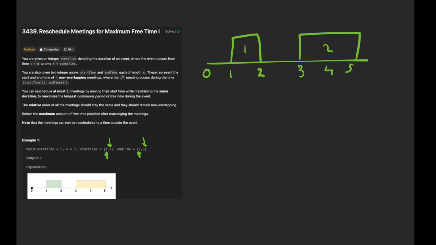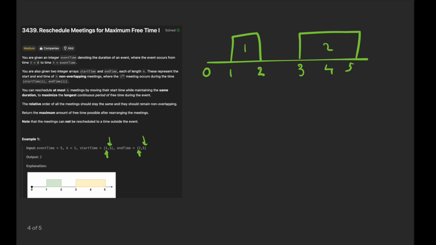Okay. So in order to find the maximum, let's first consider all the free times available in this scenario. So we will initialize a gaps variable, in which we will accumulate all the free time available in between the events. So what will be the first free time available? That would be between the start time, which is 0, and the start of the first event. So 1 minus 0, that would be 1.